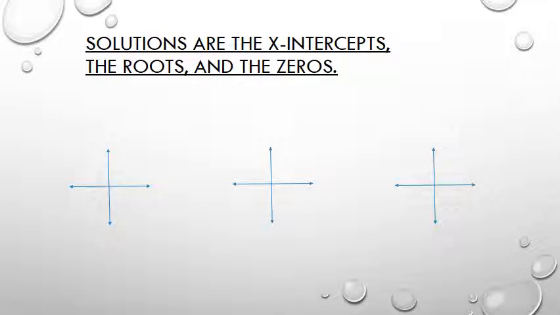So the first thing that I want you to understand is that our solutions are also called the x-intercepts, the roots, and the zeros. So I could say find the solutions, I could say find the x-intercepts, find the roots, or I could even say find the zeros, and that all means the same thing. The answers would all be the same.